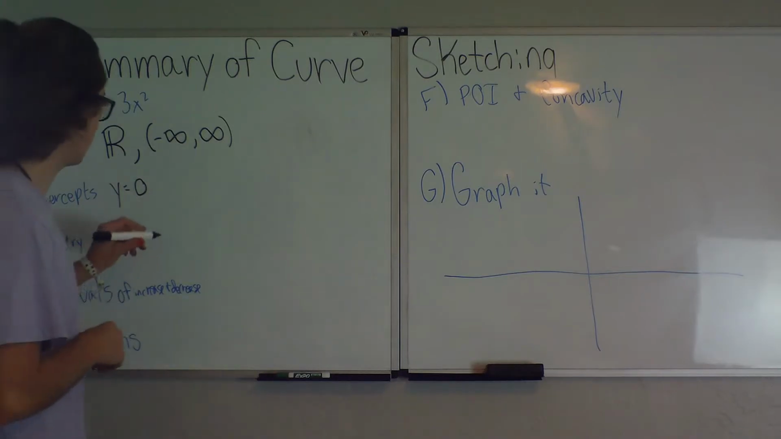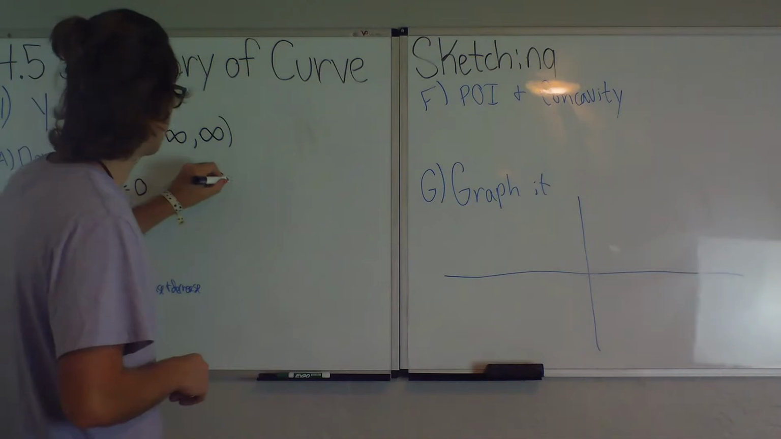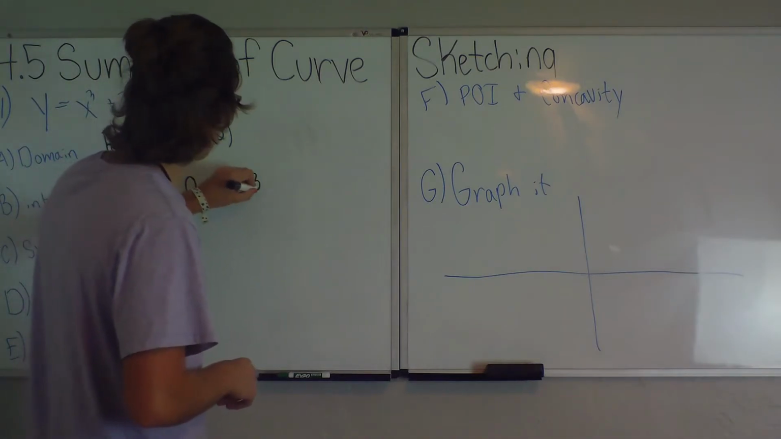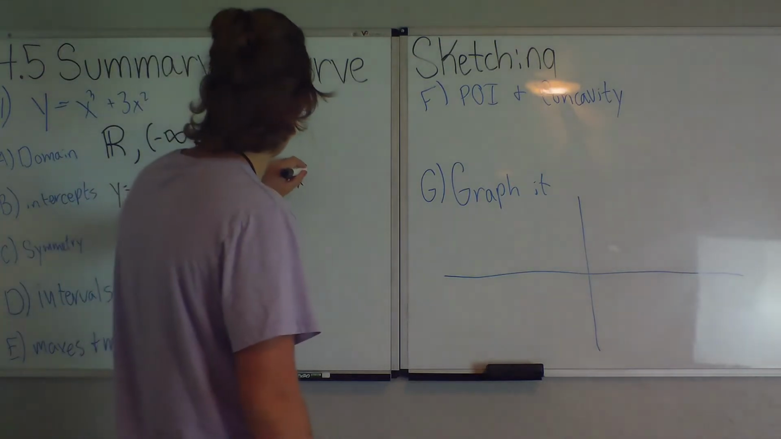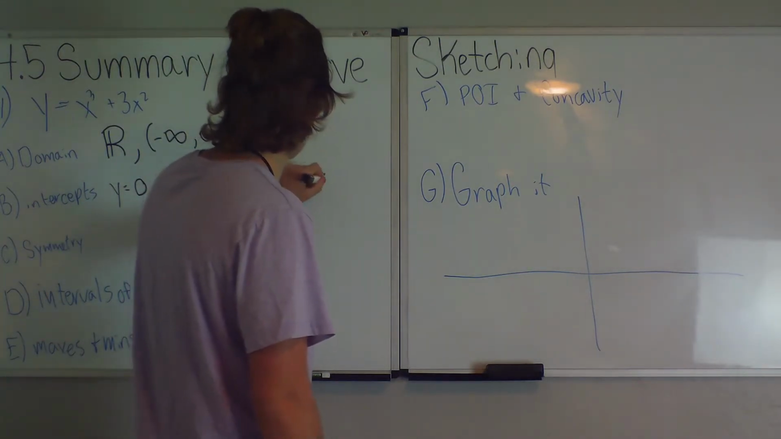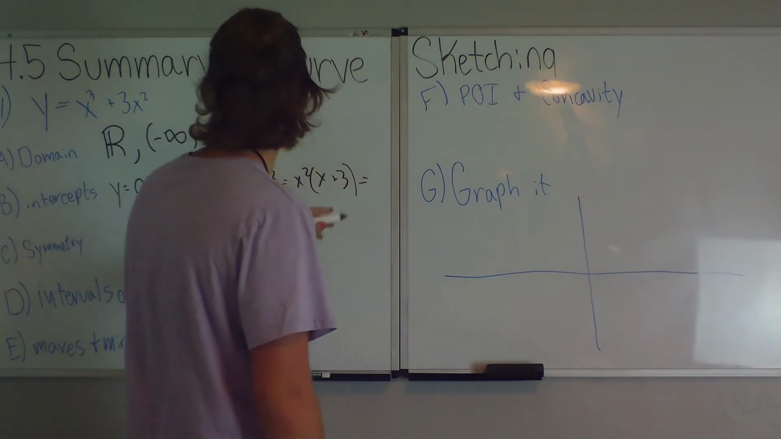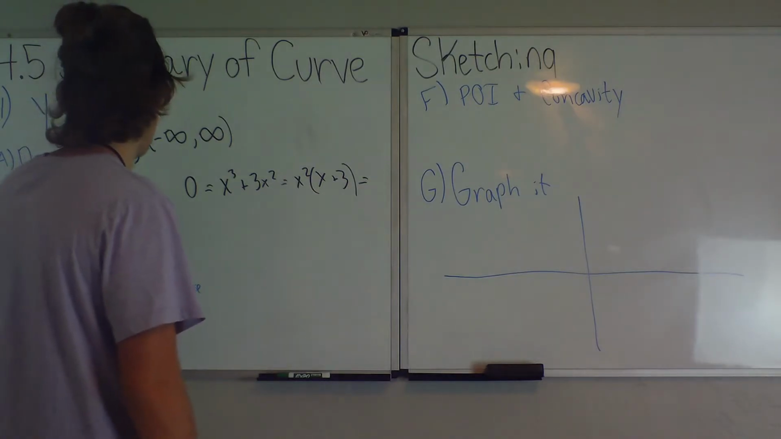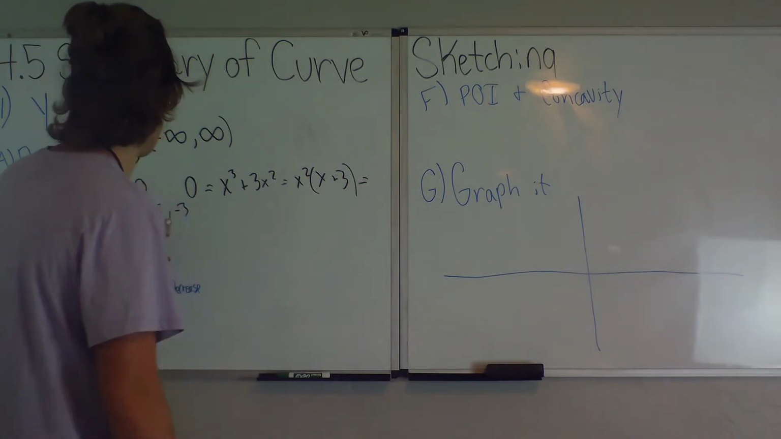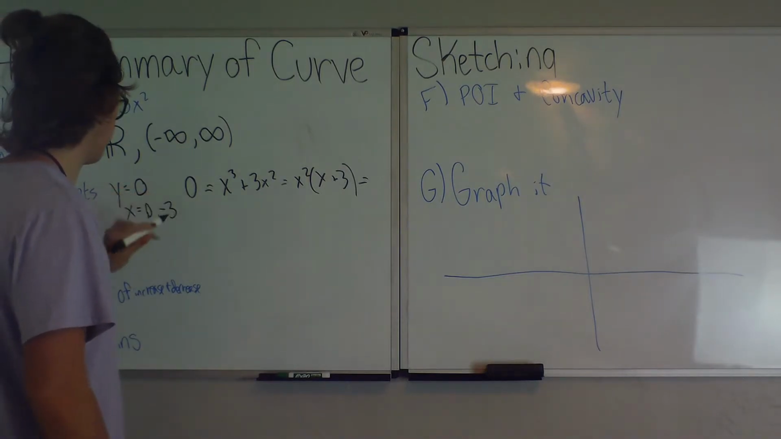But what about our x-intercepts? Well, it's a little more difficult. We set 0 equal to x cubed plus 3x squared. And what do we get? We get x squared times x plus 3, okay? And then that means that our x-intercepts are x equals 0, 0, and negative 3. But we get rid of that second 0, and we just get negative 3.